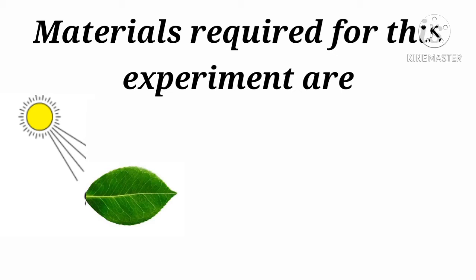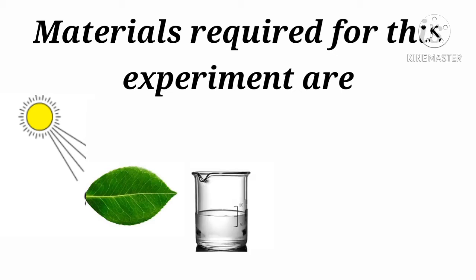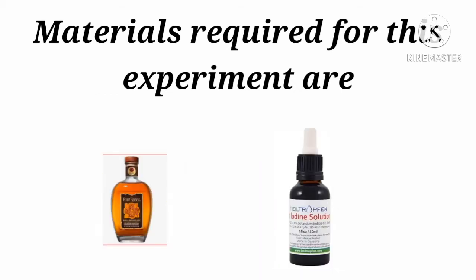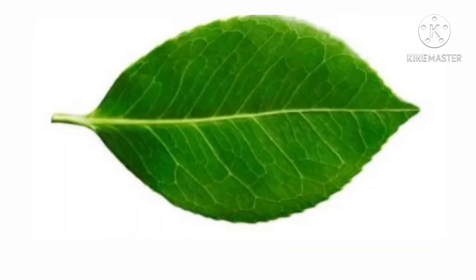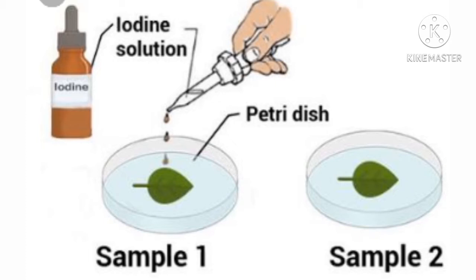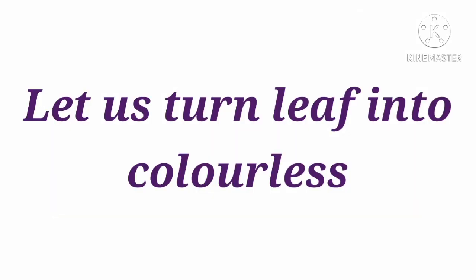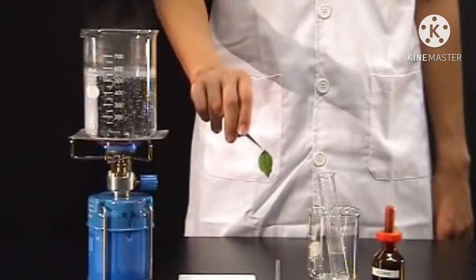Materials required for this experiment are a leaf from a plant kept in sunlight, a beaker half filled with water, a test tube, a watch glass or white tile, forceps, burner, alcohol and iodine solution. Children, leaf is green in color, and if we put iodine solution over it, we cannot clearly observe the color change during the iodine test. So first, let us turn the leaf colorless. Now, let us begin the experiment.